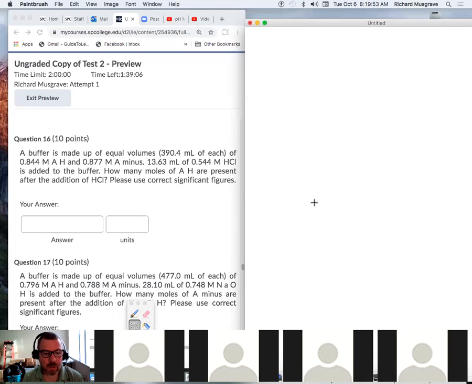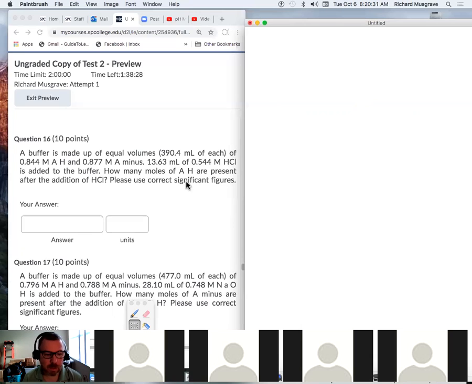Now for this one, we're interested in moles of AH, but for 16 and 17, there are a number of possibilities here. We can do moles of AH after acid's been added. We can do moles of AH after base has been added. We can do moles of A minus after acid's been added. We can do moles of A minus after base has been added. So any of those combinations are possible for 16 and 17. And I do have worked examples in the videos for these as well, all the possibilities.